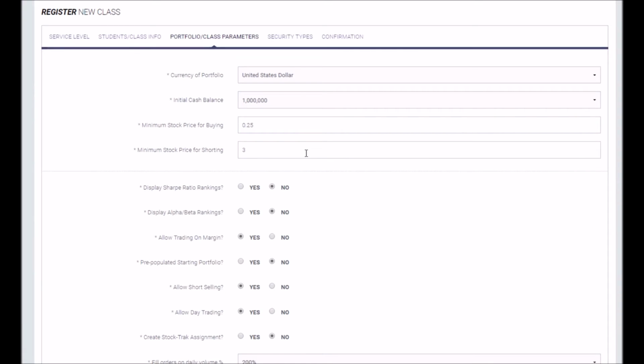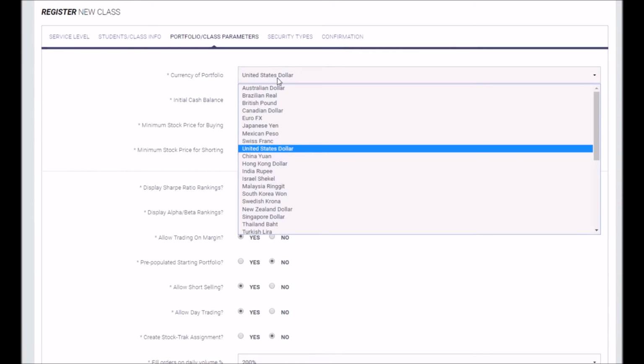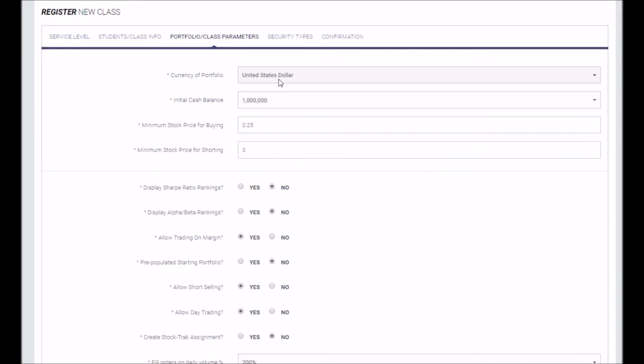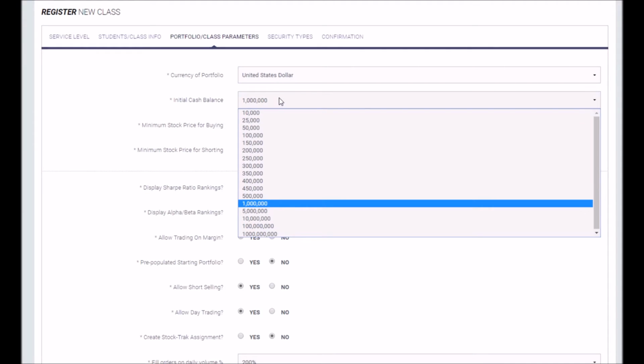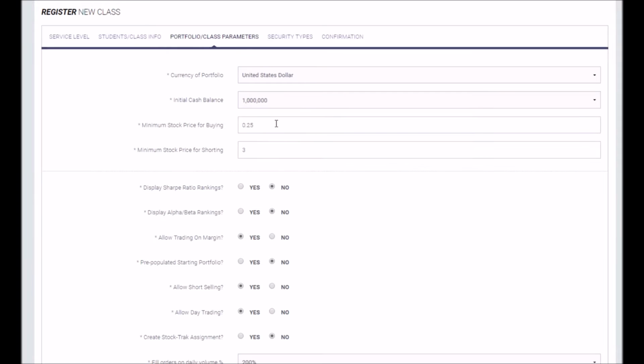Next, we'll choose the class rules. First, pick your class portfolio currency, how much cash you want to give your students to start out with, and the minimum price for buying and shorting any security. If you want to disable shorting entirely, there's a separate option for that.